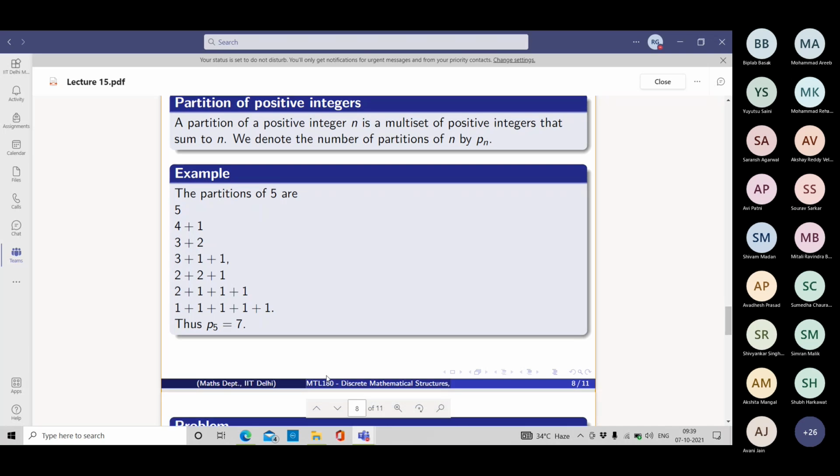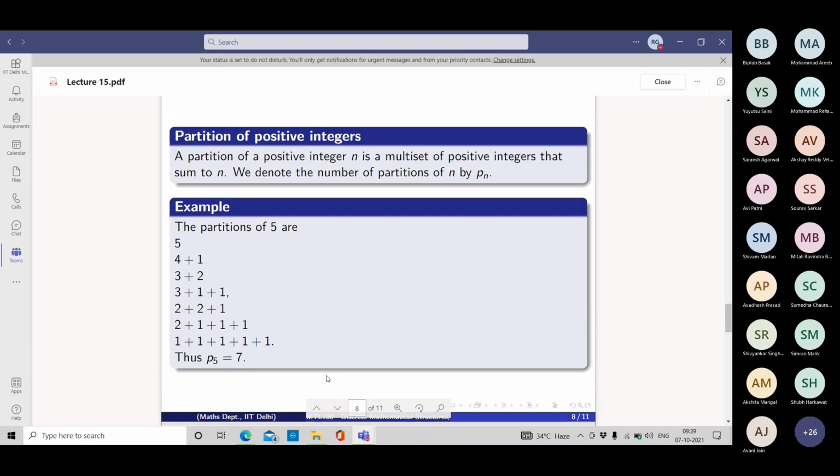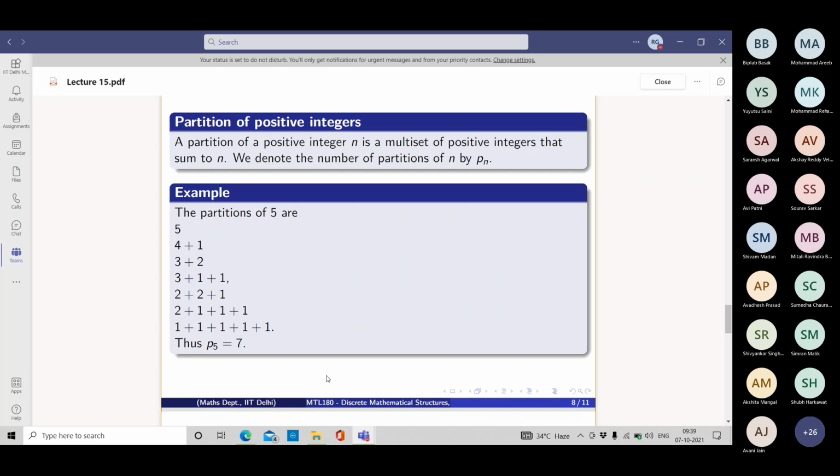So this means PDN, and PON means that you have to take only odd numbers. The partition of n into odd parts means you have to take only odd numbers. Here 2 is even, so it won't work. 3 plus 2 won't work, and 4 plus 1 also won't. So only 5 and 3 plus 1 plus 1 work, since all these numbers are odd. So PON means you take only odd numbers, and you can take them more than once also. Only odd numbers are allowed, and repetition is allowed, but with only odd numbers. And PDN means you have to take only distinct numbers.